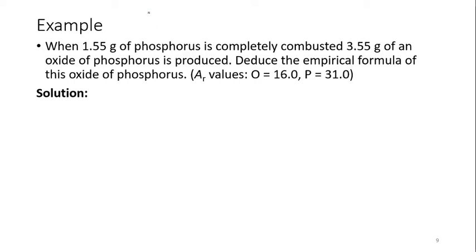Another example. In this example, I have 1.55 grams of phosphorus that is completely combusted in the presence of oxygen, and 3.55 grams of an oxide of phosphorus is produced. Deduce the empirical formula of the oxide. So this would be phosphorus plus oxygen to give me phosphorus oxide. I know how much phosphorus is present, 1.55 grams, and I don't know how much oxygen, but I know that I have these grams of phosphorus oxide. So if I subtract 1.55 from 3.55, I can know how much oxygen I have.